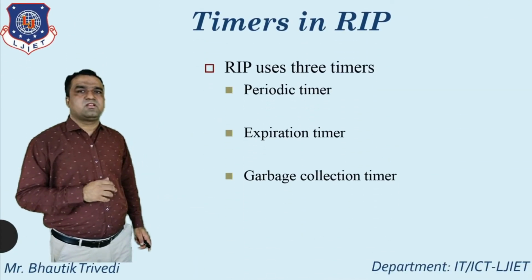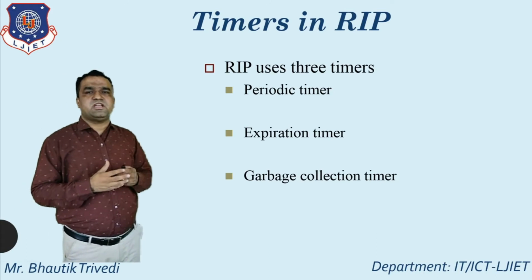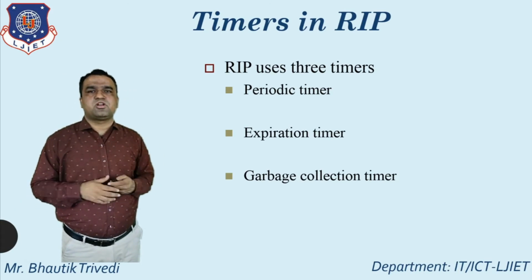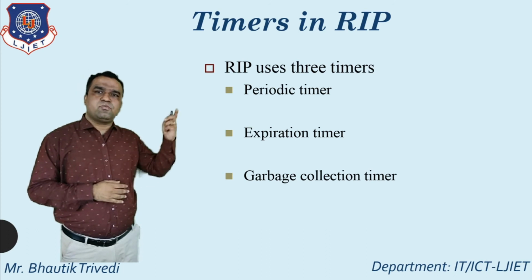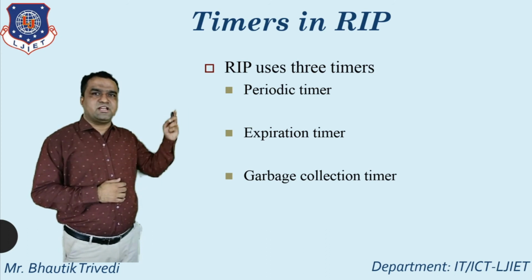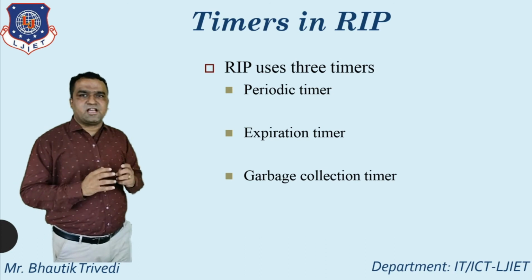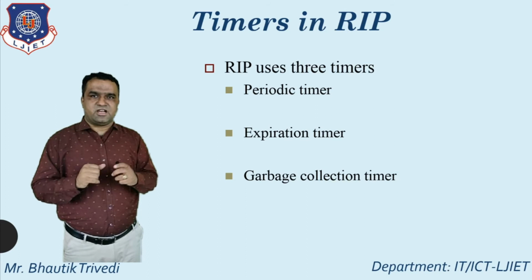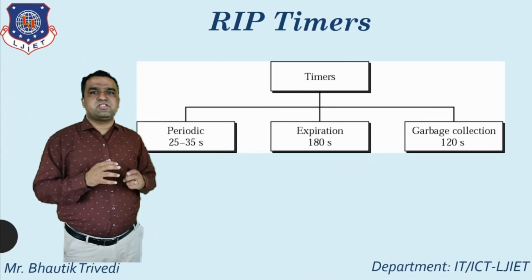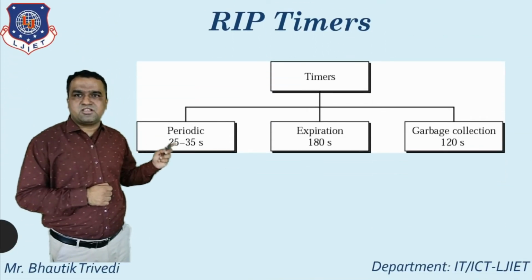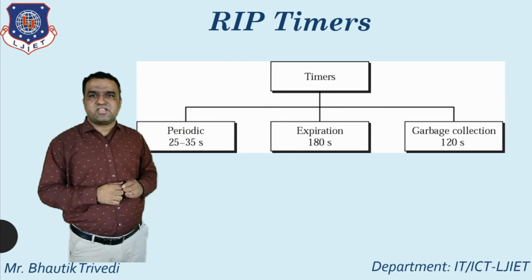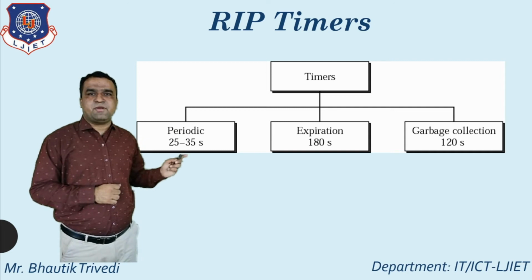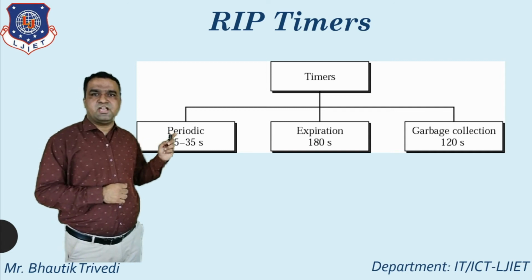After that, we talk about the timers in RIP. Which particular timers are generally used for the Routing Information Protocol? There are mainly 3 timers. One is known as the periodic timer. Second one is known as the expiration timer. And third one is known as the garbage collection timer. Periodic timer generally supports 25 to 35 seconds. Expiration timer supports 180 seconds. And garbage collection timer supports 120 seconds.